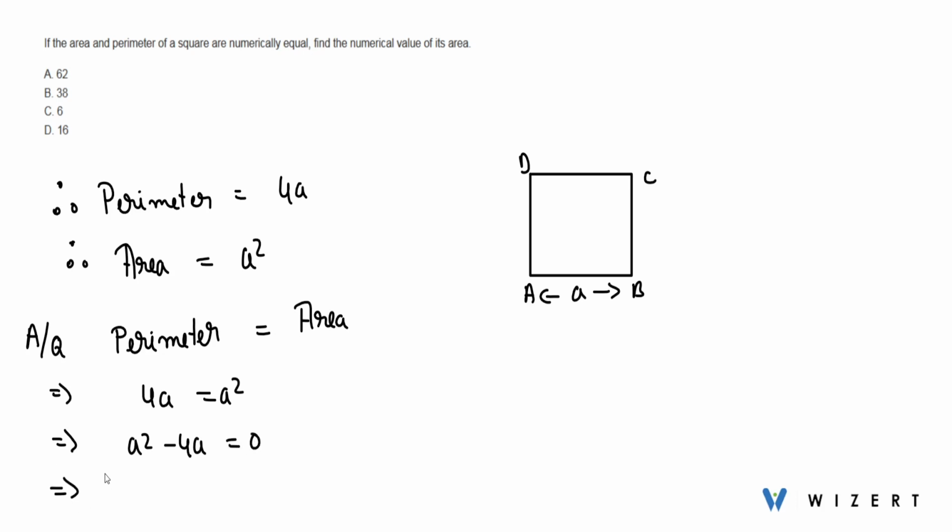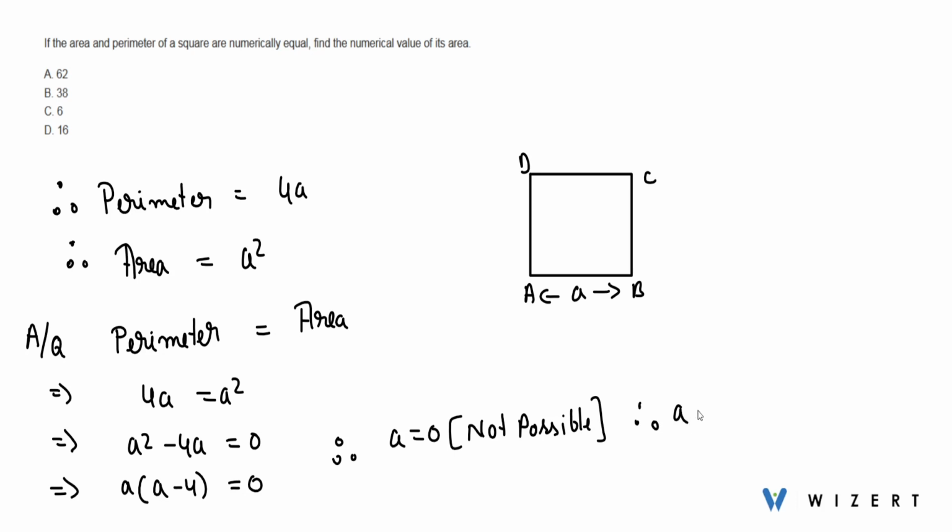So if we take A common from these two terms, it will become A multiplied by A minus 4 equals 0. So the value of A is either 0, which is not possible, therefore the value of A will be equal to 4. Therefore area will be equal to A square, which is nothing but 4 square, which is 16 square units, right? So this will be our final required answer.